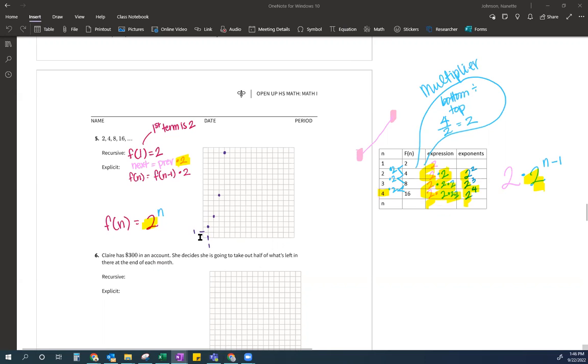Now, Ms. Johnson, you don't want me to connect those points? No, please do not connect these points. Ms. Johnson, why don't you want me to connect the points? Because remember we talked about discrete versus continuous? There's no in between, okay? All right, with that being said, hopefully that makes sense.